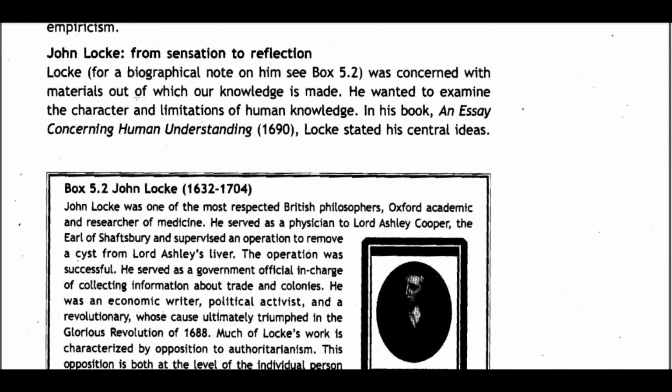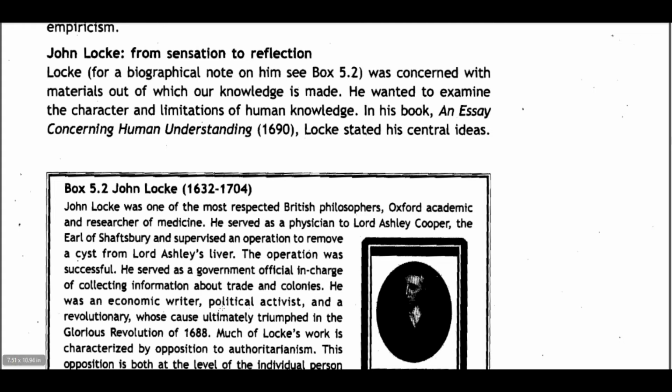Now we look at a biographical note on John Locke. Box number 5.2, John Locke. John Locke was one of the most respected British philosophers, an Oxford academic and researcher of medicine. He served as a physician to Lord Ashley Cooper, the Earl of Shaftesbury, and supervised an operation to remove a cyst from Lord Ashley's liver. The operation was successful. He served as a government official in charge of collecting information about trades and colonies.